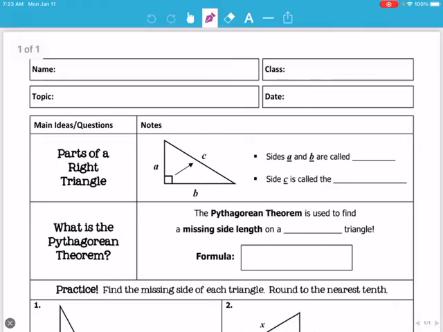Welcome back, guys. Today we're going to start with the Pythagorean Theorem. This is something we have seen before, so just a quick refresher.